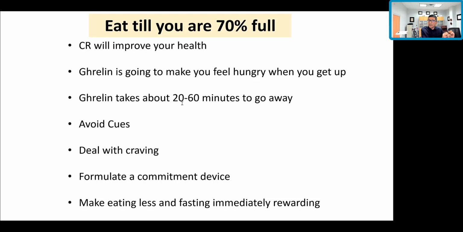Use all the knowledge that we have acquired today to deal with cravings. Formulate a commitment device, just like Odysseus did when he was going through the island where the sirens were, so that in the time of temptation, that commitment device will help you not give in. And finally, make eating less and fasting rewarding. In other words, if I get up from the table today 70% full and 30% empty, in other words hungry, I'm going to put $5 in my account to get a new bicycle that'll give me pleasure down the road.